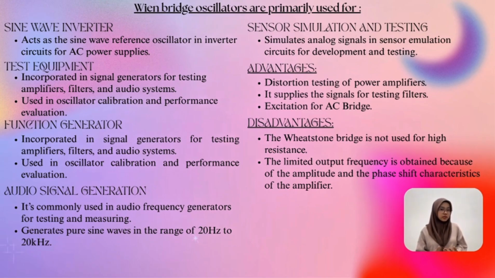But there are also some limitations: they are not suitable for high-resistance Wheatstone bridge measurements. And due to amplitude and phase shift dependencies, the output frequency range is limited. In summary, the Wien bridge oscillator is a simple, reliable, go-to solution for clean sine wave generation across many applications.